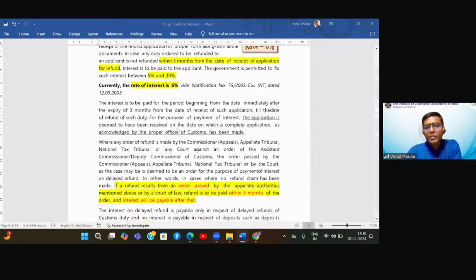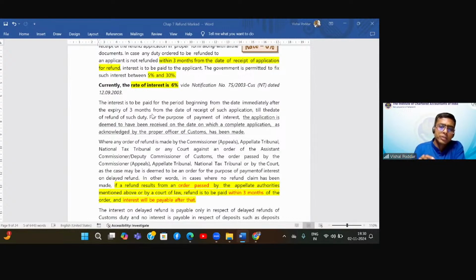Now, there are some important points in this. The interest is to be paid for the period beginning from the date immediately after the expiry of 3 months. So let us say I make an application, and my application firstly has to be complete with all document evidences and whatever forms and uploads I have to do. Let us say I make the application on 1st of November and my refund is passed on 31st of March. 3 months is the cushion given to the authorities to process the refund application. So November, December, January, these 3 months we will exclude. February and March are the 2 months for which I will be entitled to get the interest, sorry, not refund, the interest.